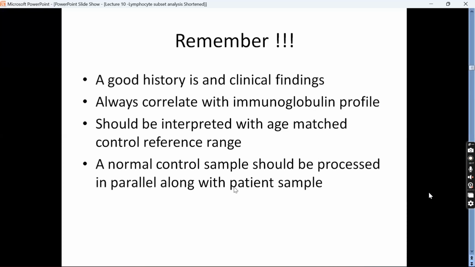To check whether the processing part is right, you need to put a control sample in parallel with the patient sample. We know the control sample should exhibit normal function. If the control sample is showing normal function, then your processing is right. If the control sample is showing abnormal findings, then your processing is wrong and you need to repeat it. That is the reason a normal control sample should be processed in parallel along with the patient sample. This is done mostly in activation assays or functional assays. Okay, so that you need to understand. Now, I'll tell you what a functional assay is and so on.